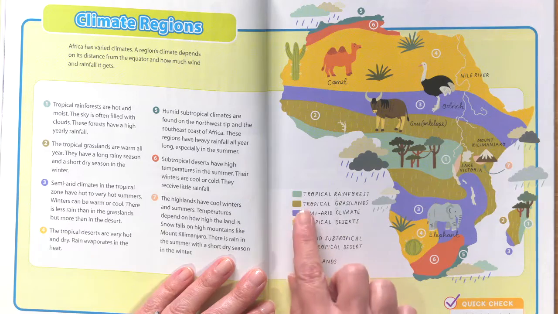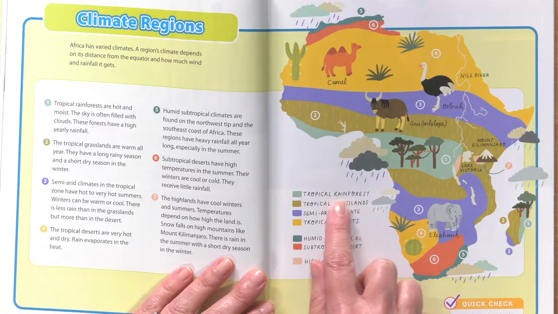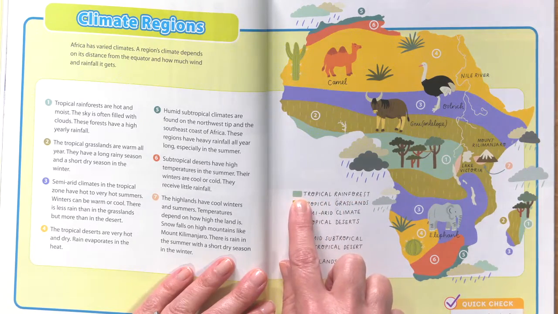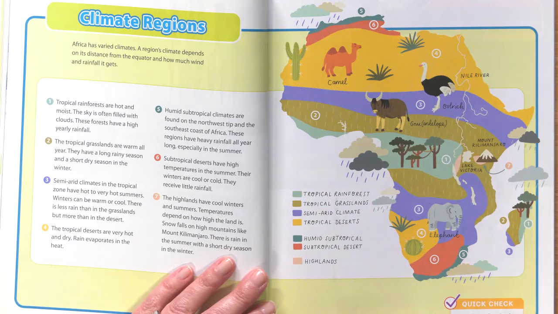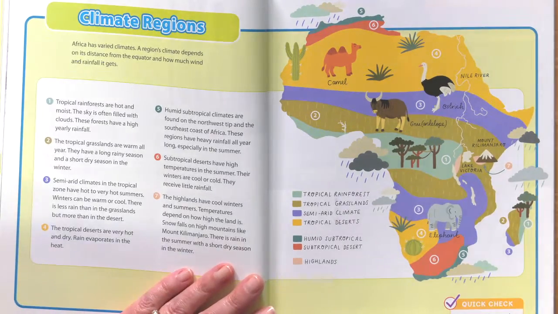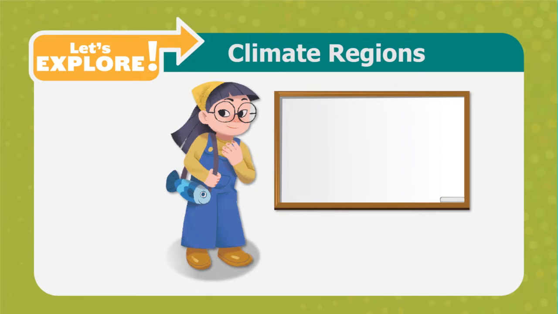Let's find it on the map. Tropical rainforest, right here, kind of in that light blue-green color. And I see it here. Oh, I also see it on Madagascar right here. Okay, Amy, which climate region gets less rain than the grasslands, but more rain than the desert? Semi-arid climate. You're right.